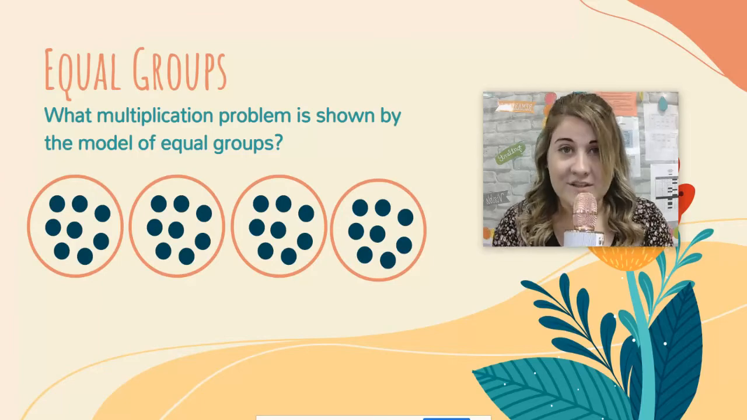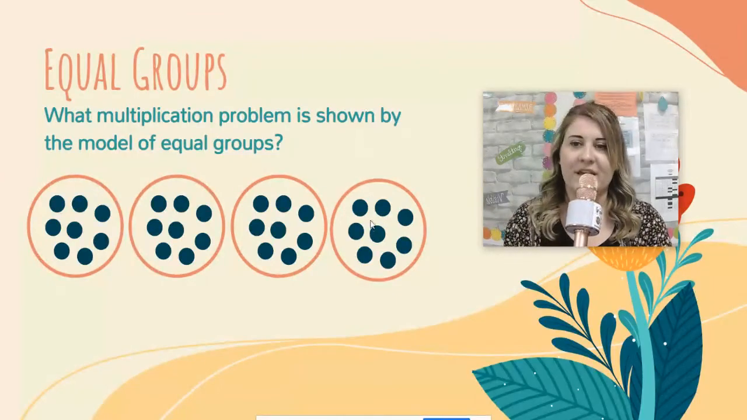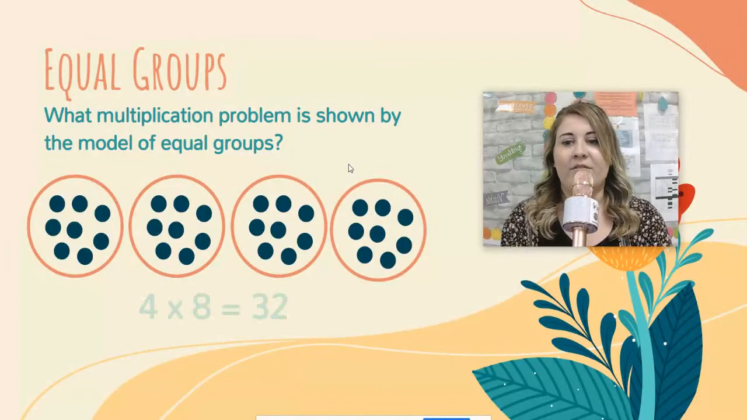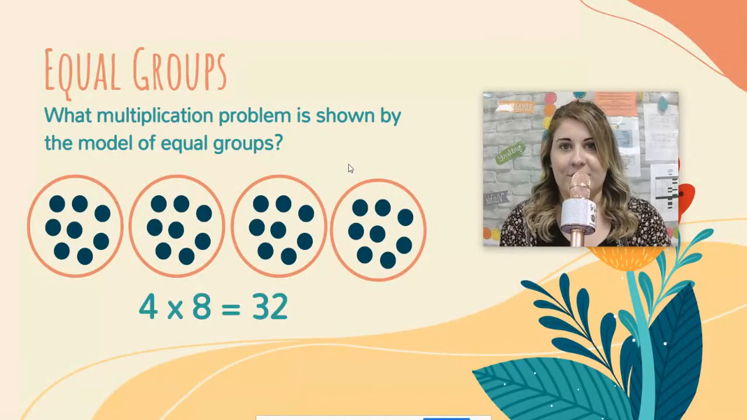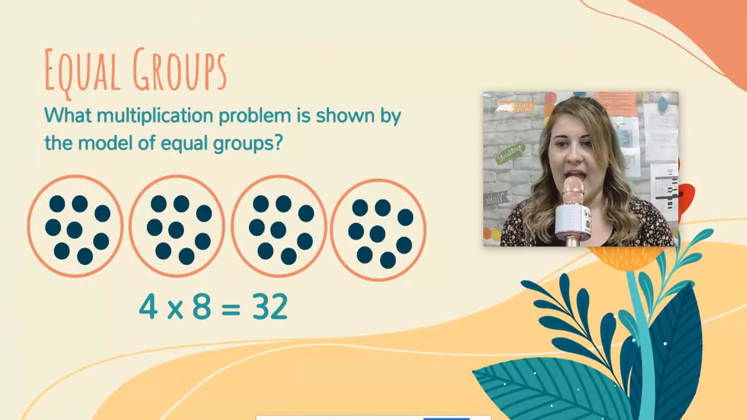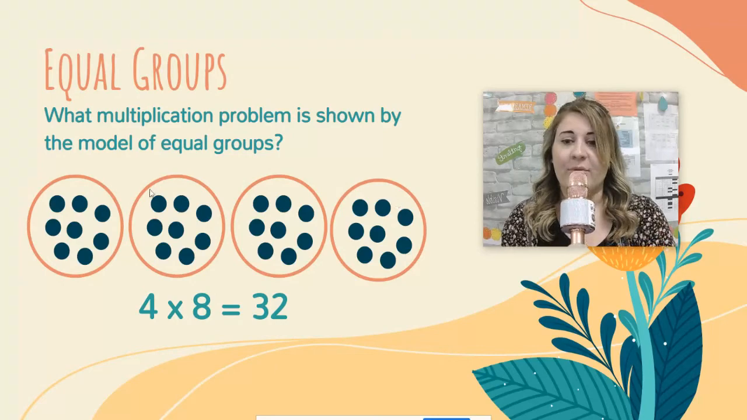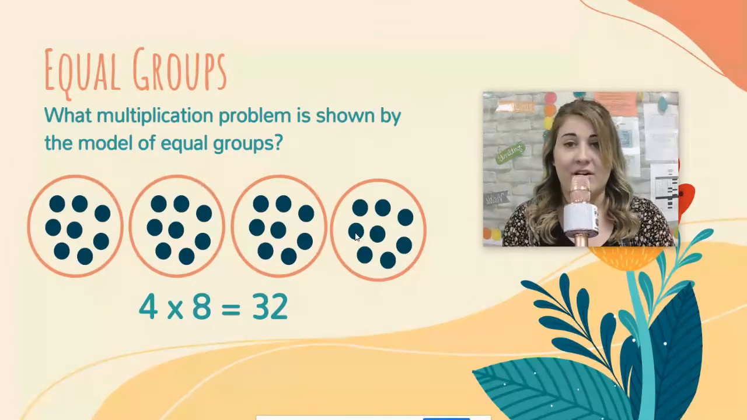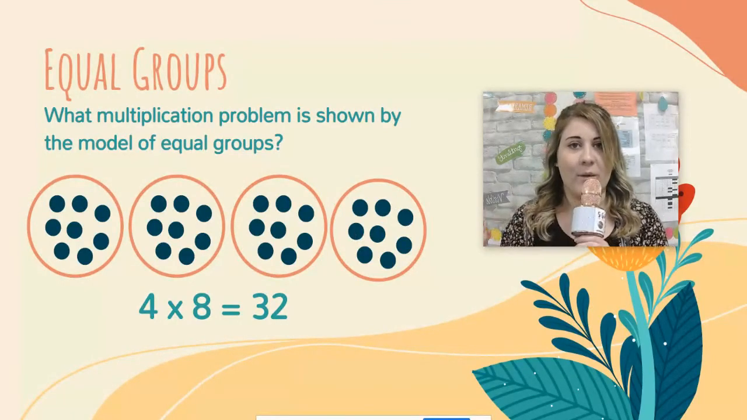If you got 32, you are correct. So our whole multiplication sentence is 4 times 8 equals 32, because there are 4 groups of 8. So it's like we're saying 8 plus 8 plus 8 plus 8. 8 4 times, okay? If we added all of those together, we would get 32. So multiplication is just a quicker way of adding the same number a bunch of times, okay?